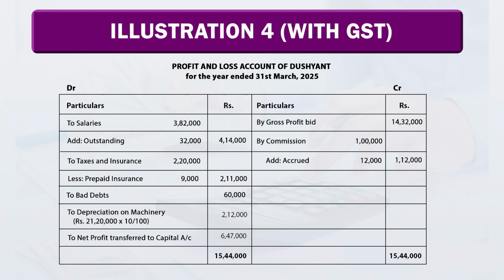Now, friends, here what happened? The total of credit side is greater than the total of debit side. Obviously, the difference would appear at debit side, and that is our net profit 6,47,000 rupees. And this amount of 6,47,000 is the profit of the owner to be added in the capital of the owner.